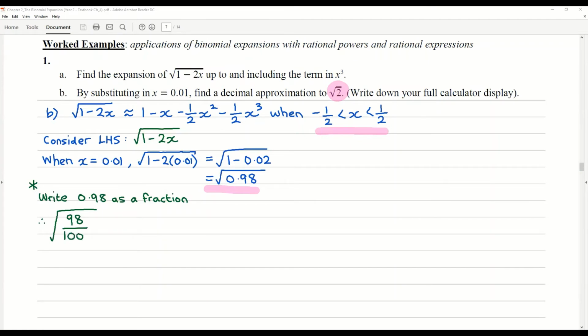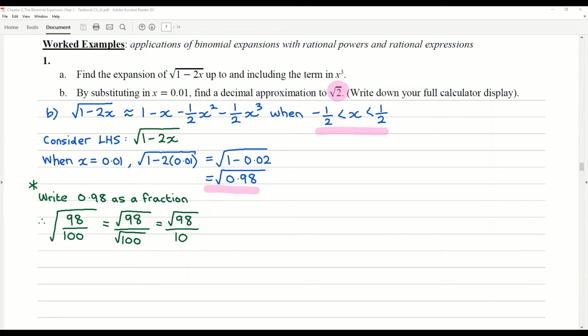Okay? And that's going to equal, okay, so we can use one rule of surds, 98 square rooted over the square root of 100. Okay, so this is looking good, which equals the square root of 98 over 10.